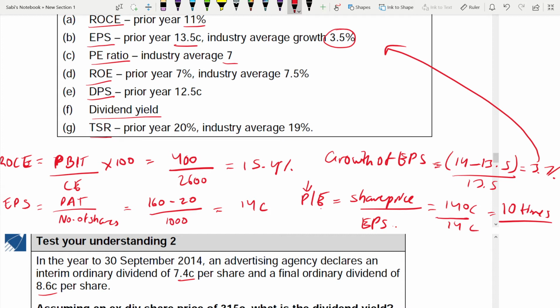The current growth in EPS is fairly low, but the company may be expected to make great improvements in the coming years. Now they are linking it with EPS because EPS is related to the PE ratio. They are saying the growth is low, but they're expected to make great improvements in the coming year. Coming to ROE, return on equity.